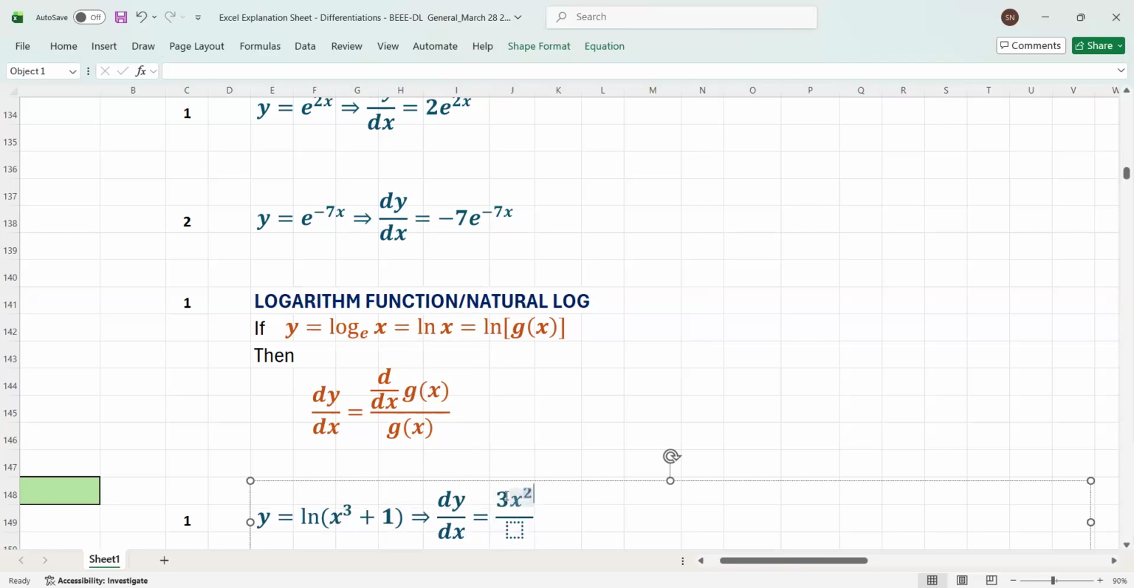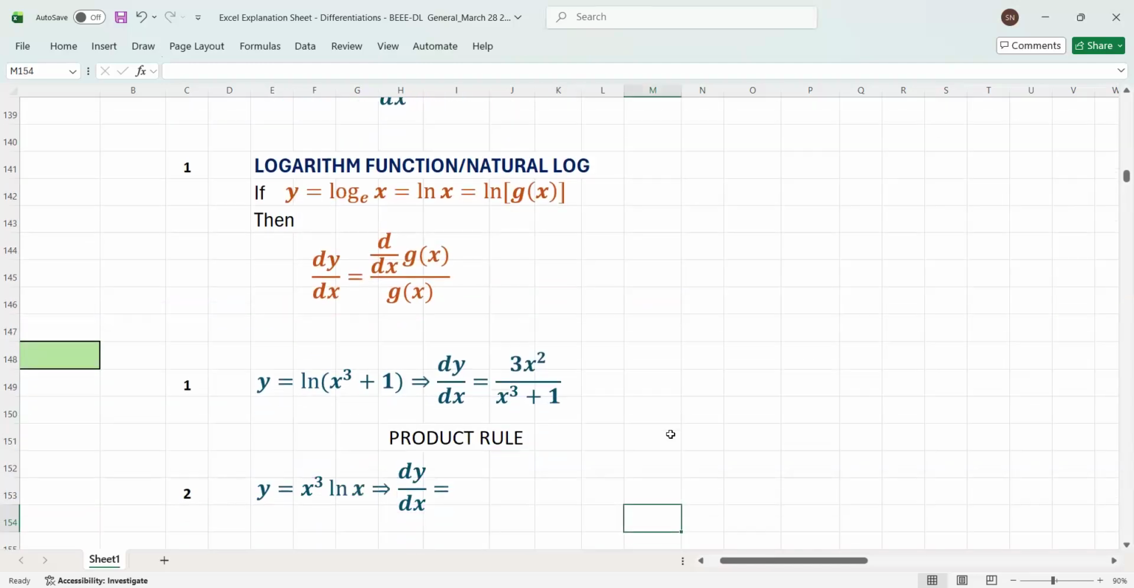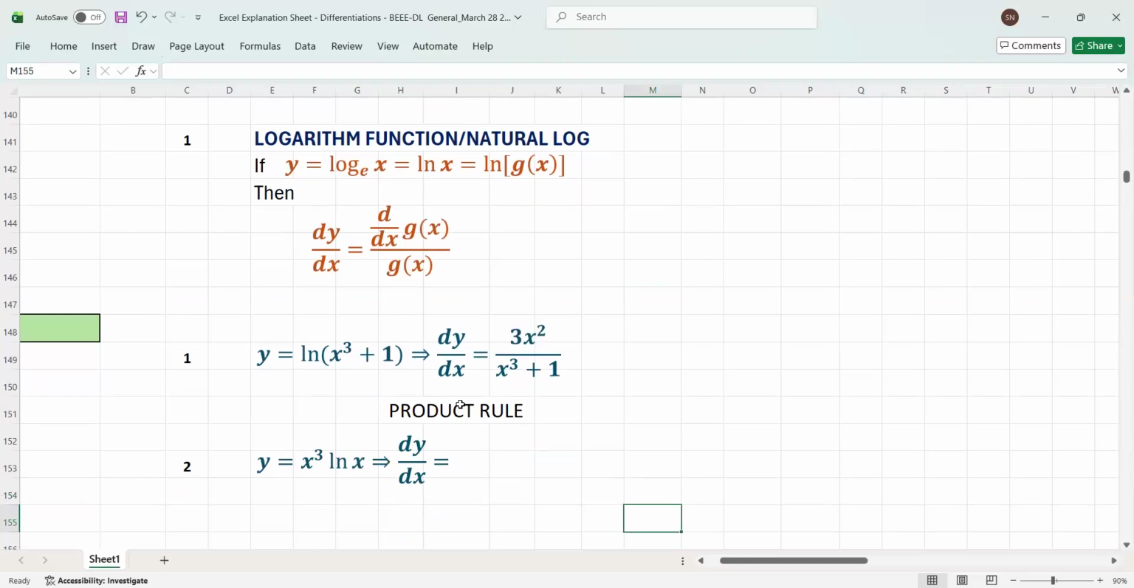3x raised to the power 2. When you differentiate 1, you get 0, all divided by the g of x. Remember, the g of x is the term in the brackets. So that is x cubed plus 1. Okay, so you differentiate that, and this is what you should get.